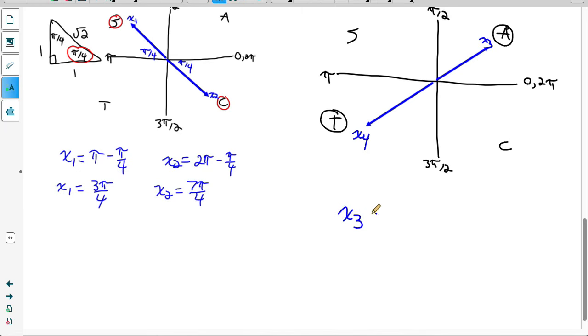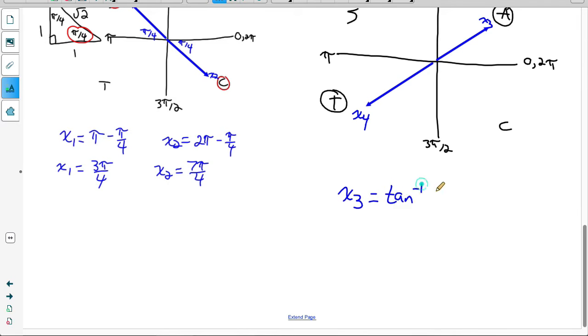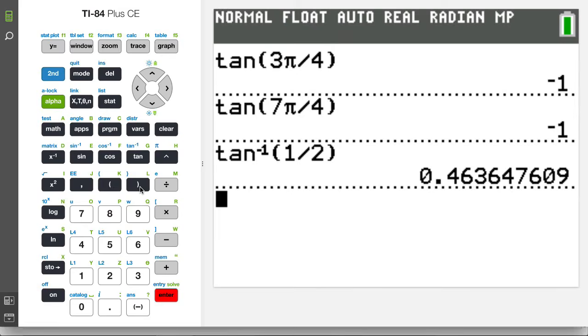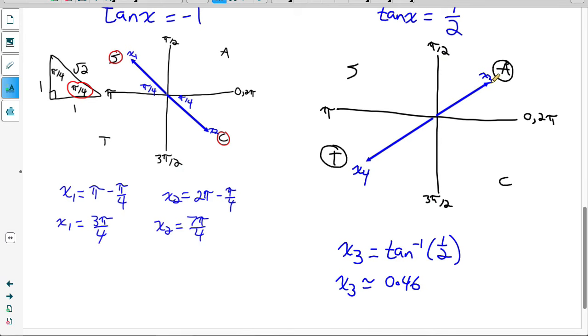So angle 3 equals inverse tan of a half. And we're only doing this because we cannot create the ratio of a half from a special triangle, so we have to rely on the calculator to get an approximate value. Let's do that. Inverse tan of a half. The calculator will give me an approximate value of about 0.46. So angle 3 is about 0.46 radians, and that's approximate, indicated by this symbol here. Since we're in quadrant 1, its reference angle is also 0.46. I'll label that reference angle beta.